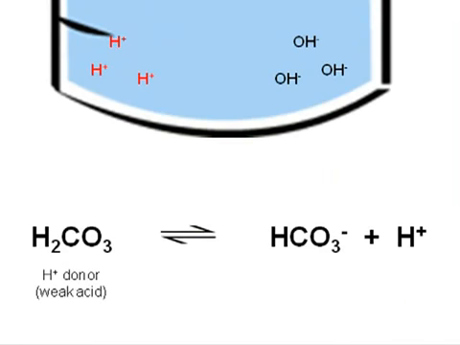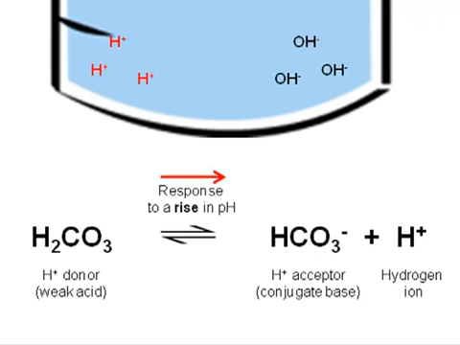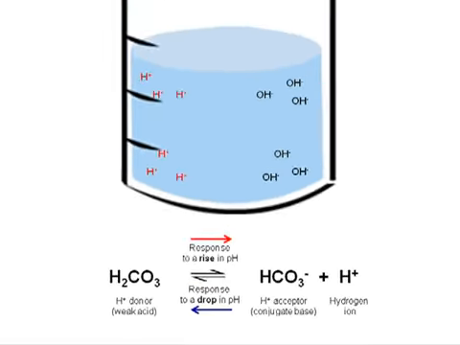Buffers are made up of a weak acid, which is a proton donor, and its conjugate base, which is a proton acceptor. And this equation will run in both directions to prevent dramatic changes in pH. It will run to the right in response to a rise in pH, and it will run to the left in response to a drop in pH.